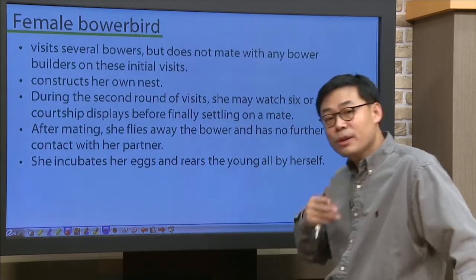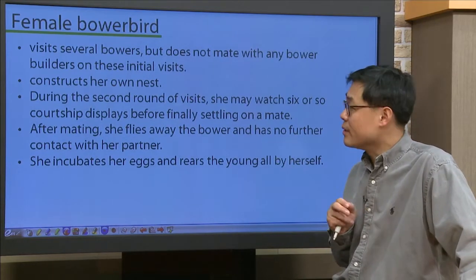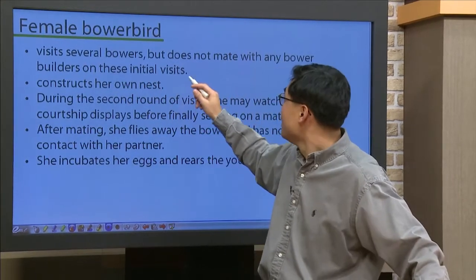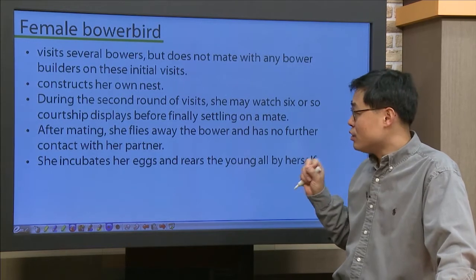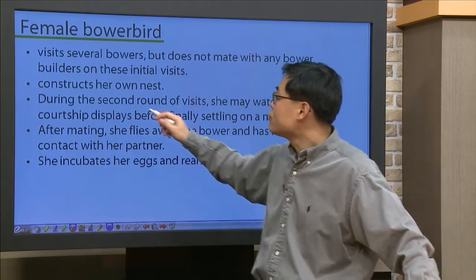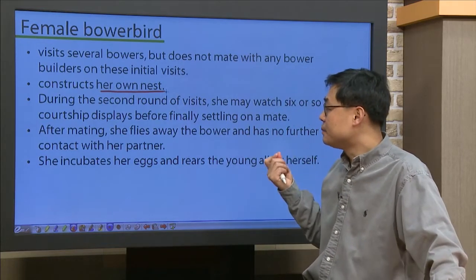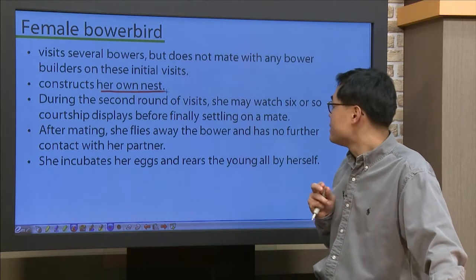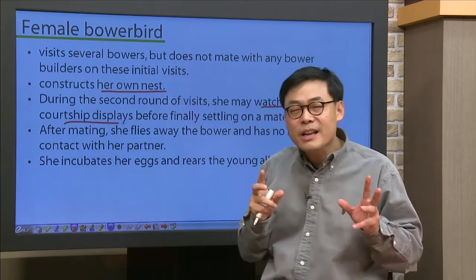But if you look at the females, their mating behavior is very different. The females visit several bowers, but do not mate with any bower builders on these initial visits. Then they construct their own nest, and during the second round of visits, she may watch several courtship displays. It's more like window shopping.